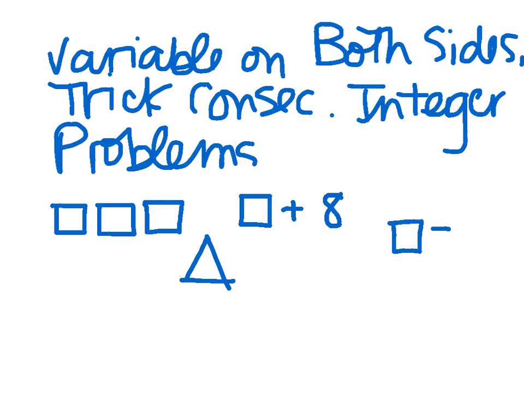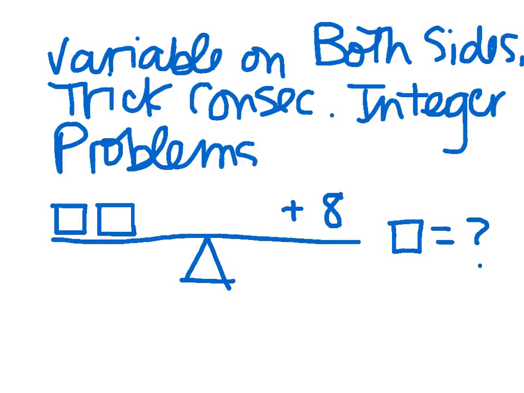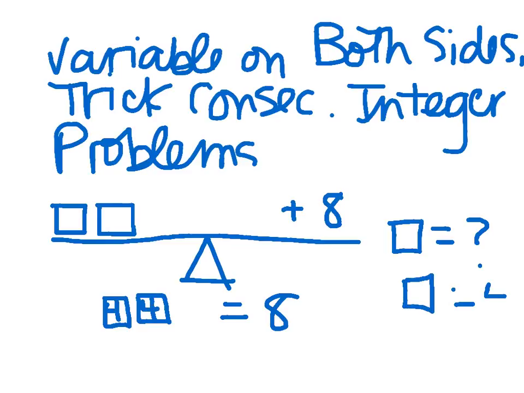So box equals what? Well, if I want to keep things in balance, I need to get a better sense of what the 8 has to do with things. I can take away one box from this side if I also take away one box from this side. What that tells me is that 2 boxes are equal to 8. So if 2 boxes are equal to 8, then each one must be 4. A box equals 4.